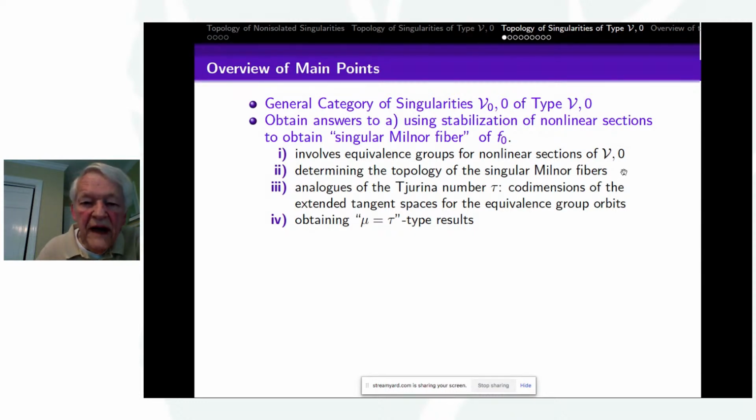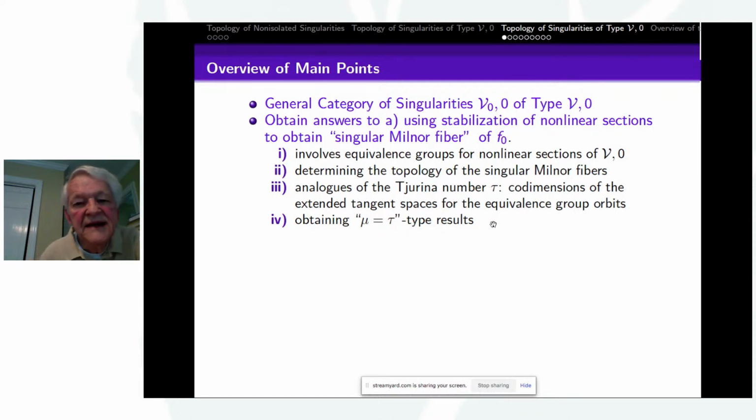We want to talk about how we can determine the topology of these, quote, singular Milnor fibers. Hopefully, it's going to bring into it some deformation theoretic information arising from these equivalence groups. So it's something like the analog of the Tjurina number, which is a codimension of certain tangent spaces.